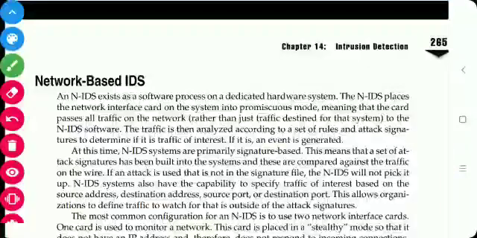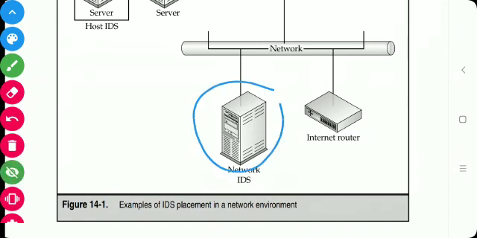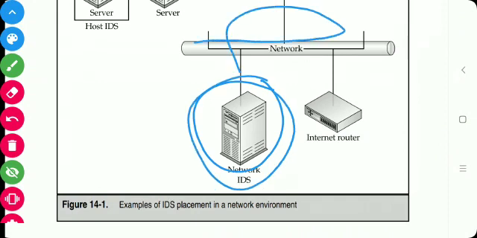Next type of intrusion detection system is network based IDS. So this NIDS is placed into the network. It exists as a software process on a dedicated hardware system. The NIDS places the network interface card into the system into promiscuous mode, meaning that all the traffic in the network is passed through this NIDS.